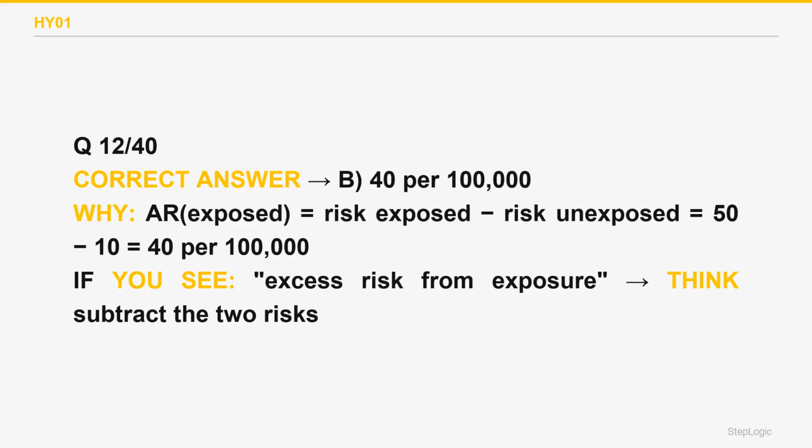The value 80% is the attributable risk percent, which expresses the proportion of the exposed risk due to smoking, not the absolute excess. Choice D wrong. A result of 5 per 100,000 is the relative risk, 50 over 10 equals 5, a ratio rather than a difference, and it isn't even in per 100,000 units. Choice A wrong. Subtracting the two incidences gives an attributable risk of 40 per 100,000.